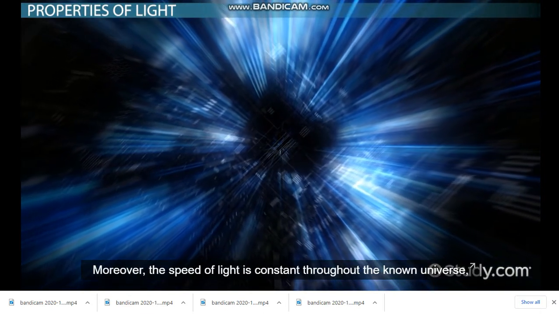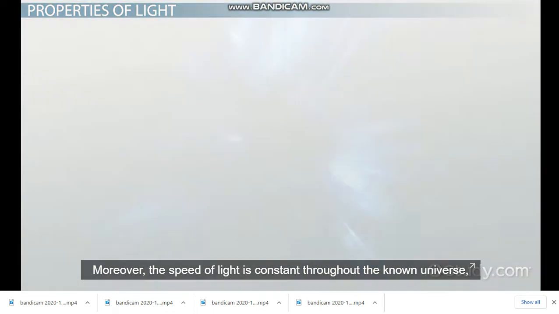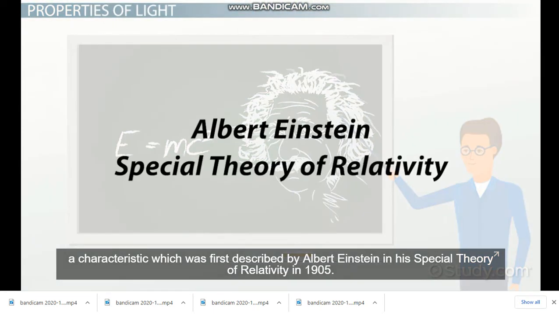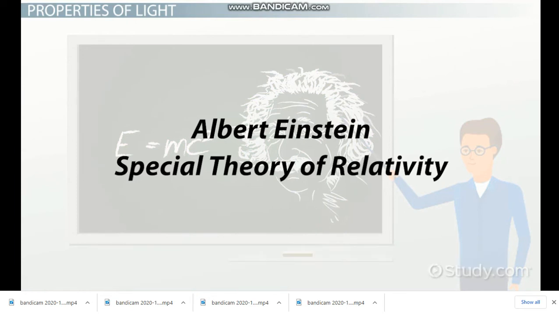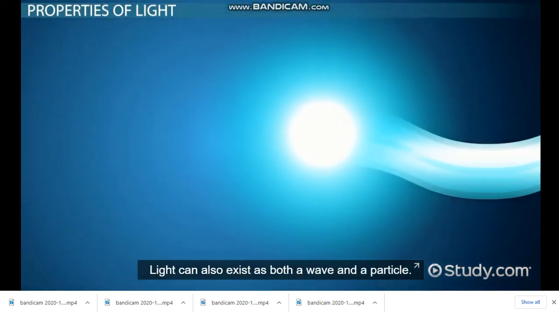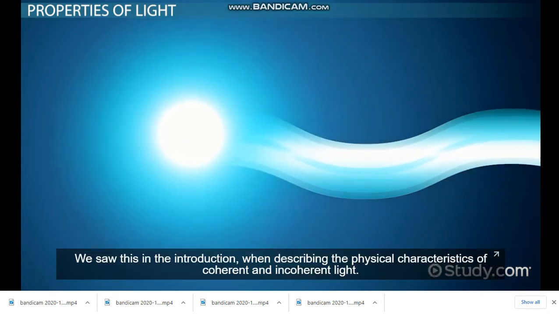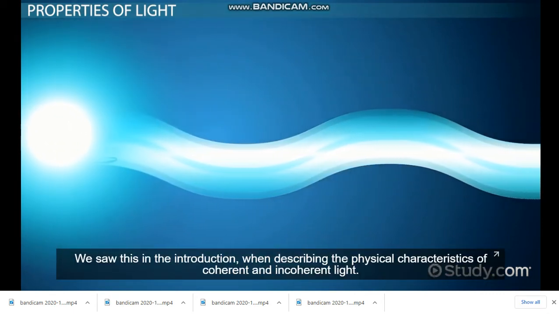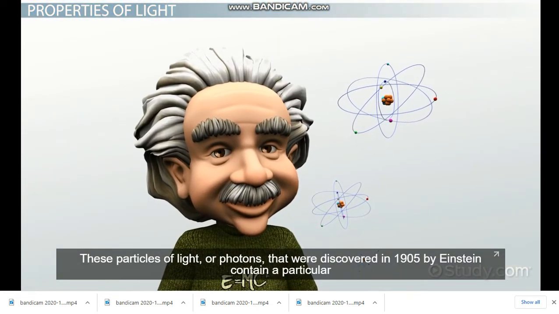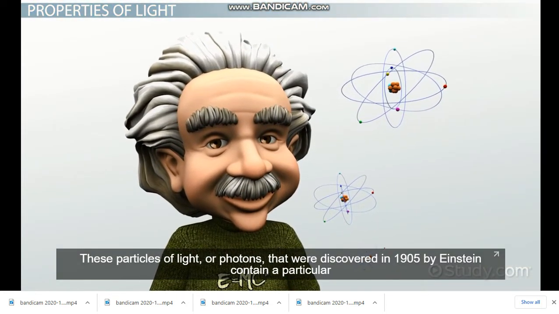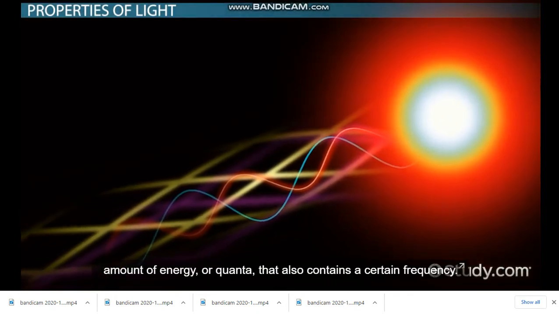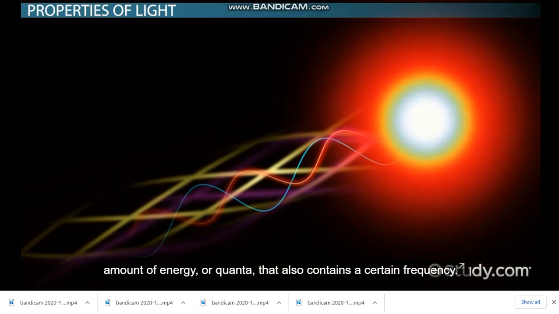Moreover, the speed of light is constant throughout the known universe, a characteristic which was first described by Albert Einstein in his special theory of relativity in 1905. Light can also exist as both a wave and a particle. We saw this in the introduction when describing the physical characteristics of coherent and incoherent light. These particles of light, or photons, that were discovered in 1905 by Einstein, contain a particular amount of energy, or quanta, that also contains a certain frequency.